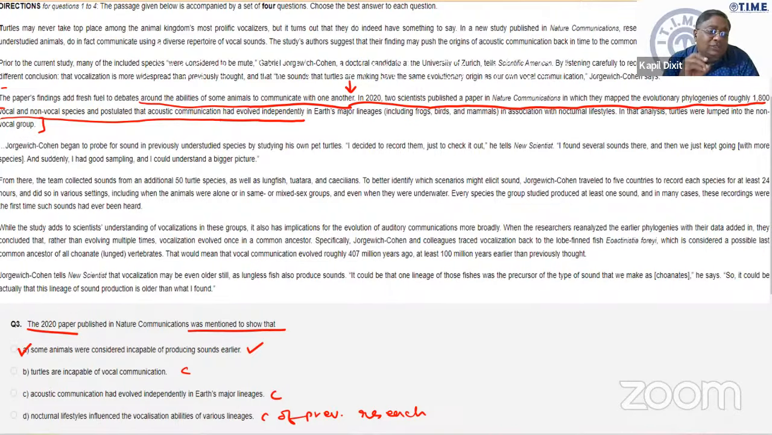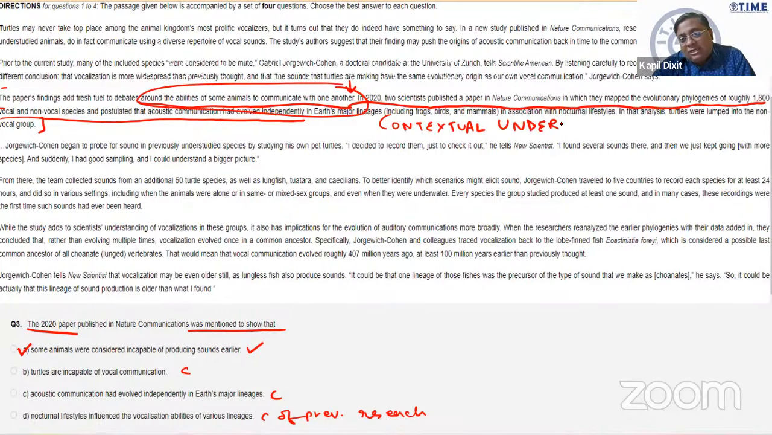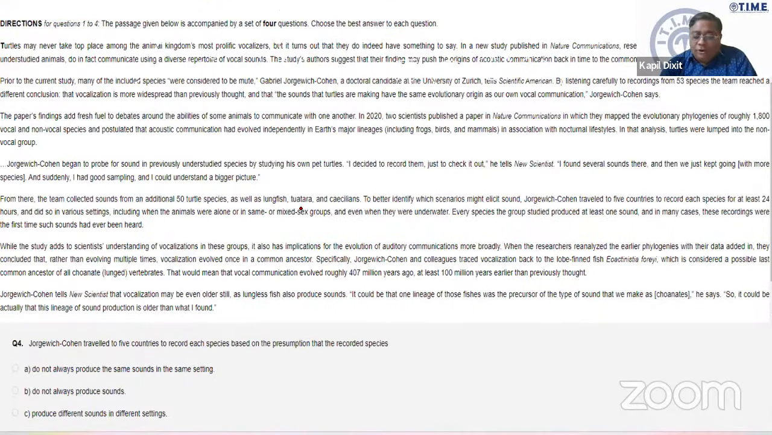The 2020 paper published in the Nature Communication was mentioned to show that. In what context have we used it here? We have used it in this context. Okay. Tushar, now it is clear to you. We are not playing on what is mentioned in the paragraph. We are playing on contextual understanding. Please understand this word. Contextual understanding. Please don't go on the literal meanings. Okay, agreed?